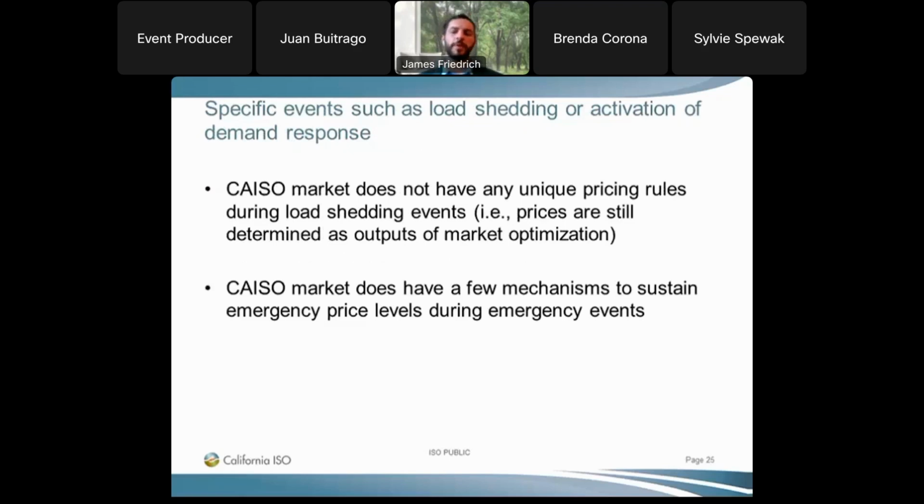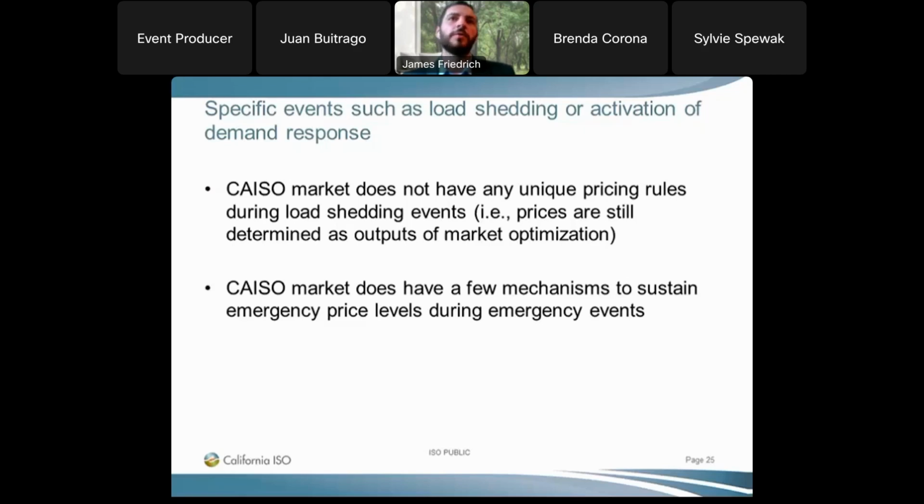Next slide, please. Okay, so that's now moving into topic number 3, which is scarcity pricing or pricing triggered under specific events. I want to be clear that the CAISO market doesn't necessarily have any unique pricing rules during load shedding events. The prices that are published as part of the market clearing process during load shedding events are still outputs of the market optimization, and they're not some other price that the CAISO inserts. So there's not a concept of a minimum price or a maximum price. It's whatever the market optimization outputs for that interval based on the penalty prices.